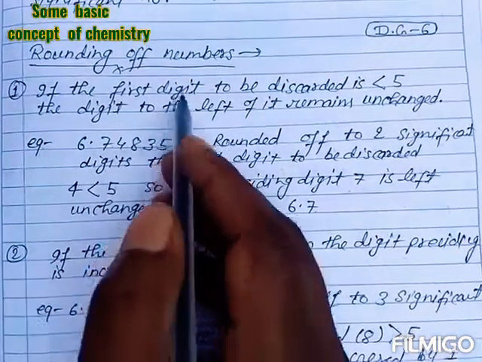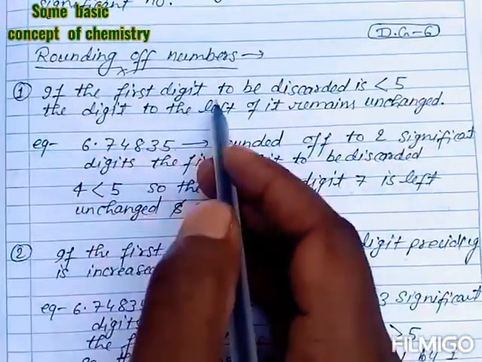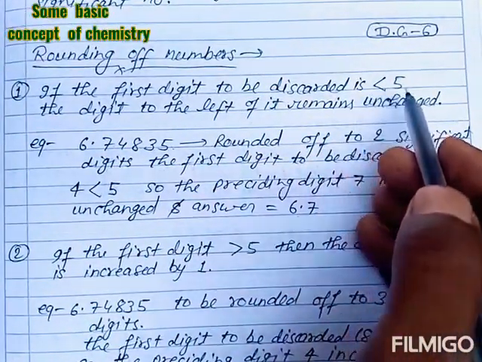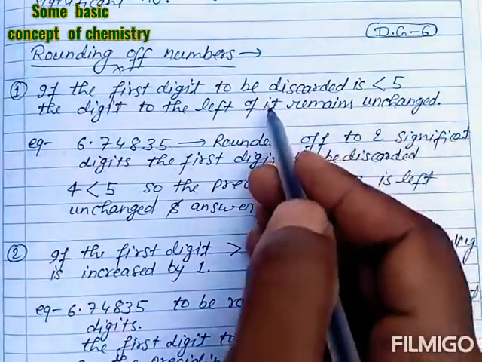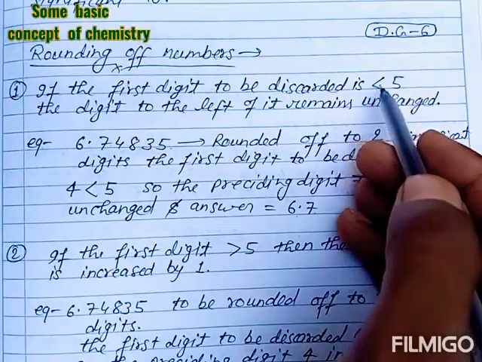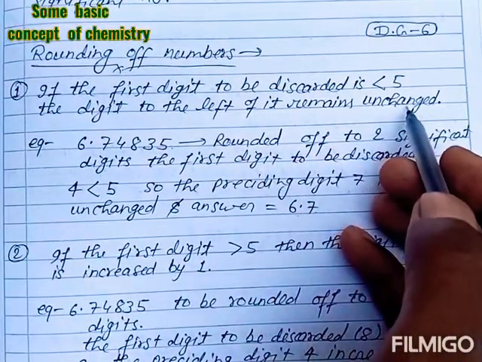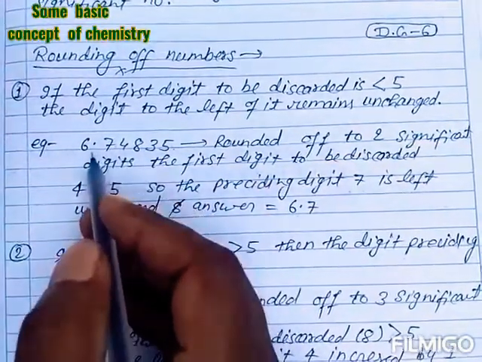Okay. So, rounding of numbers. Let us see rule number 1. If the first digit to be discarded is less than 5, the digit to the left of it remains unchanged. What do we mean? There are some numbers.